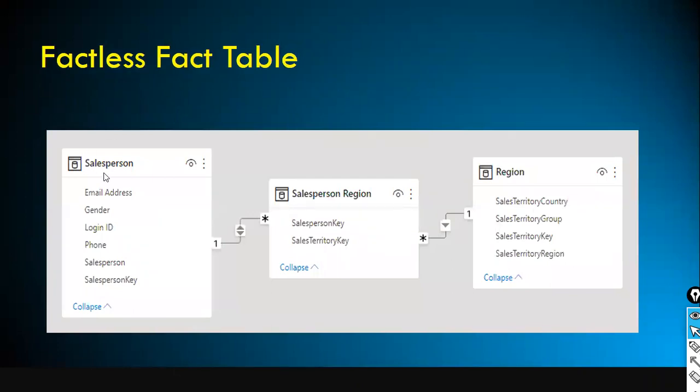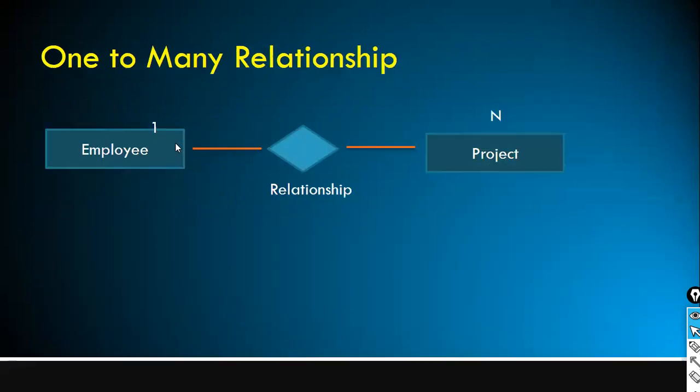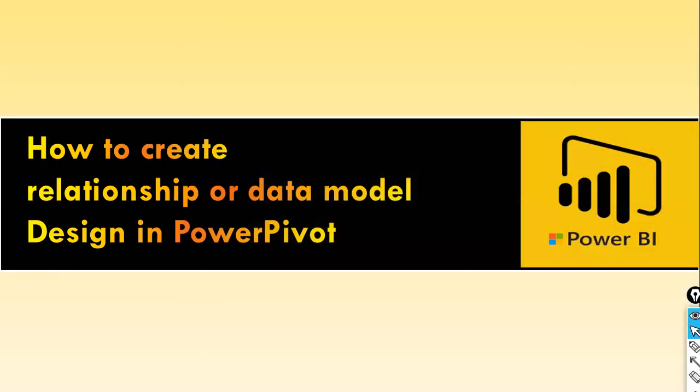This is the one. A single salesperson is working across multiple regions, and each region will have multiple salespersons, more than one salesperson. That is an example for a many-to-many relationship. Anyhow, we'll discuss many-to-many relationships a little later. First of all, let us understand how to create a relationship or data model design in Power Pivot.